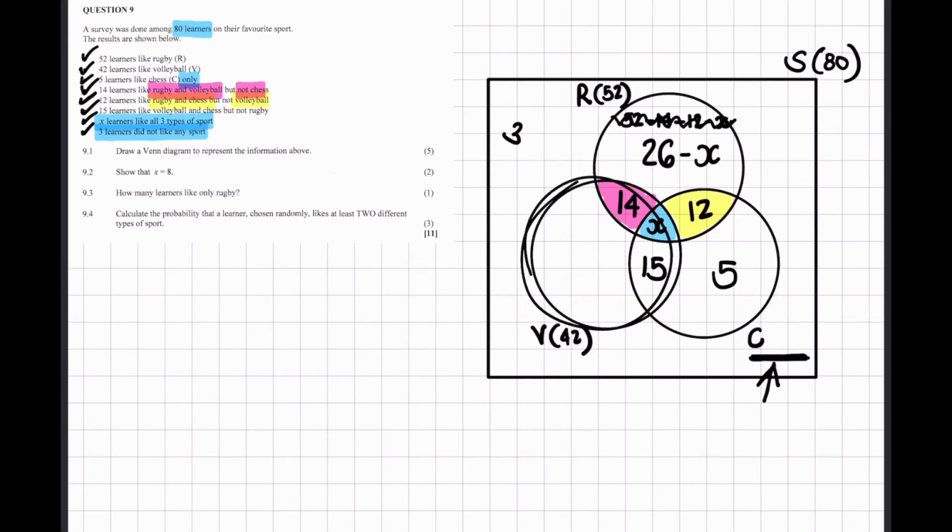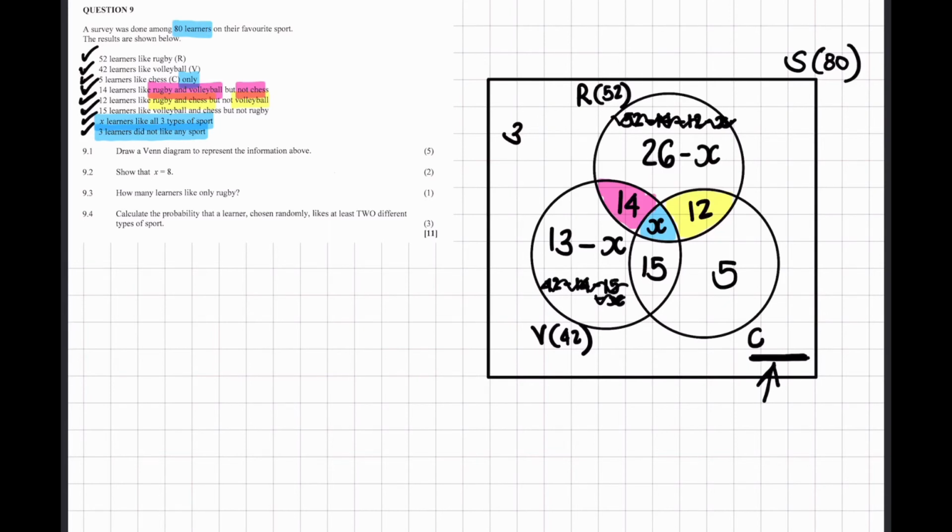Which means that for the volleyball circle, I would be able to do exactly the same thing. So I would be able to say 42 people like volleyball minus the 14 people that are already in the circle, minus the 15 people that are already in the circle, minus the x as well. So 42 minus 14 minus 15 is 13 minus whatever x comes to.